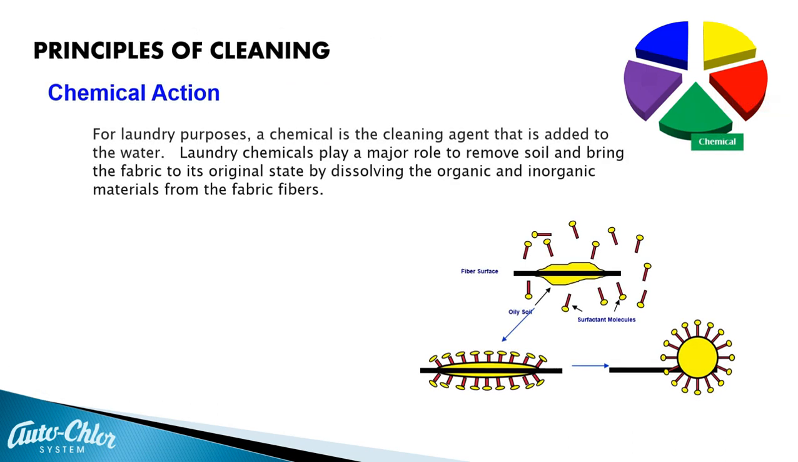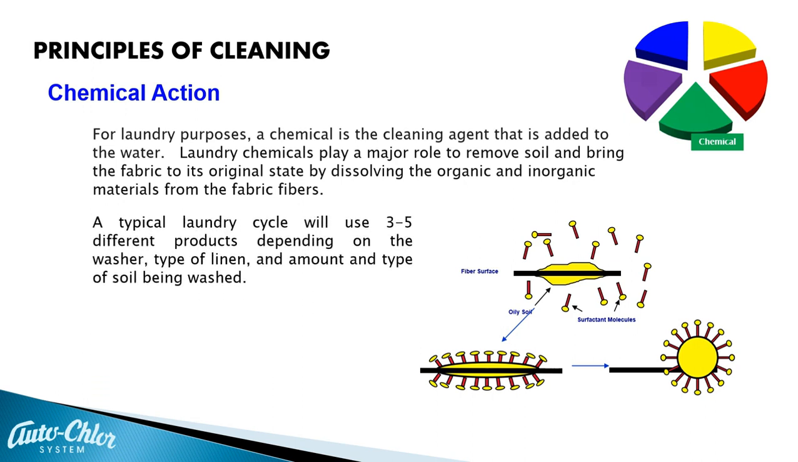Chemical action. This is the process where we're adding laundry products into the washer. Again, we're adding laundry products to the water to enhance the water's ability to remove the soils and also help fight off some of the stains. Most laundries will use anywhere from 3 to 5 products, depending on the type of washer, type of linen, and the amount and type of soils that we're washing.